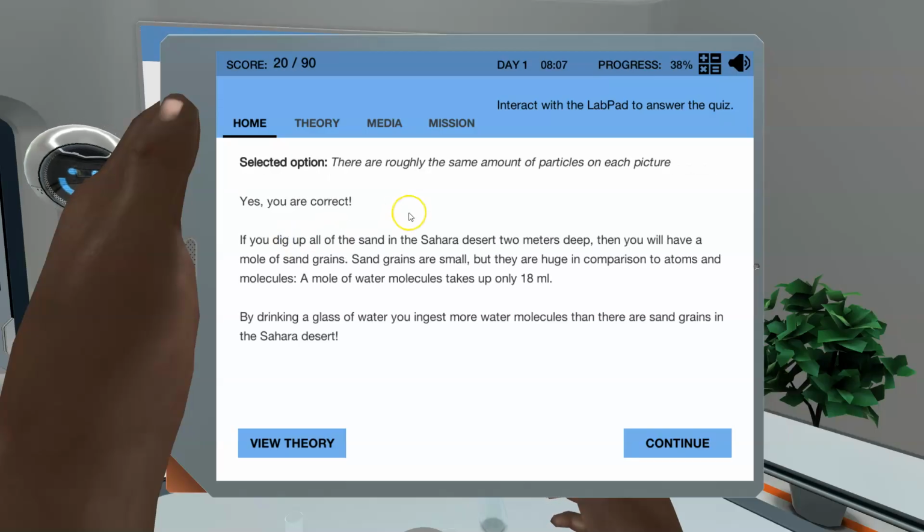Yes, you are correct. If you dig up all of the sand in the Sahara Desert, 2 meters deep, then you will have a mole of sand grains. Sand grains are small, but they are huge in comparison to atoms and molecules. A mole of water molecules takes up only 18 milliliters. By drinking a glass of water you ingest more water molecules than there are sand grains in the Sahara Desert.